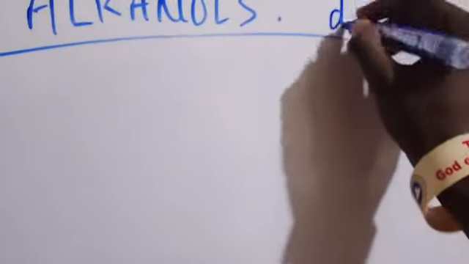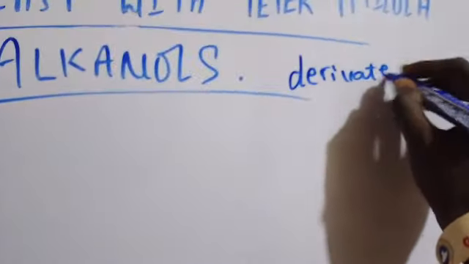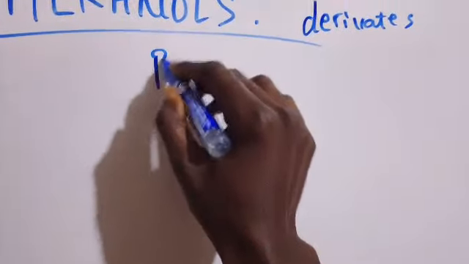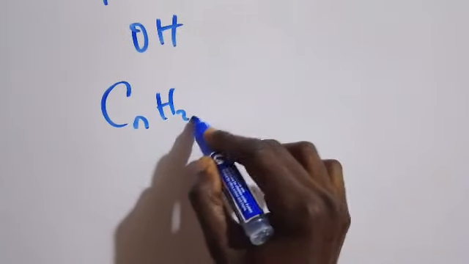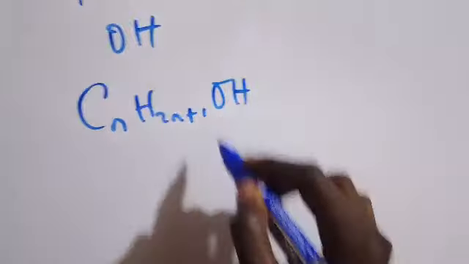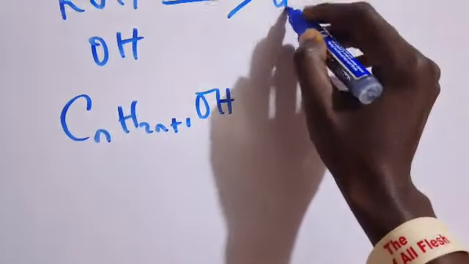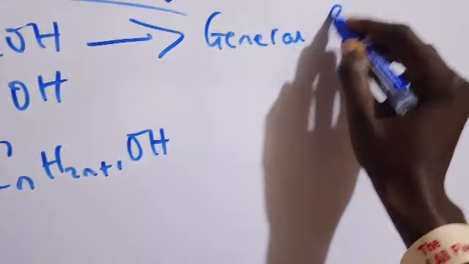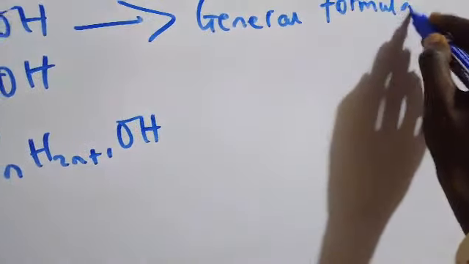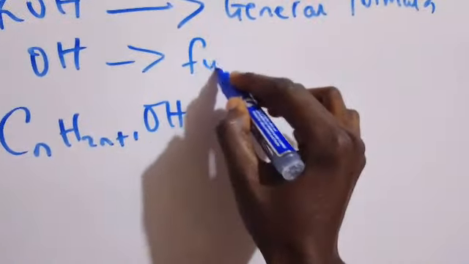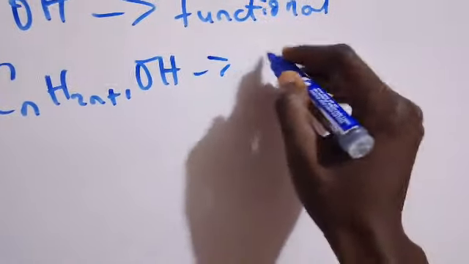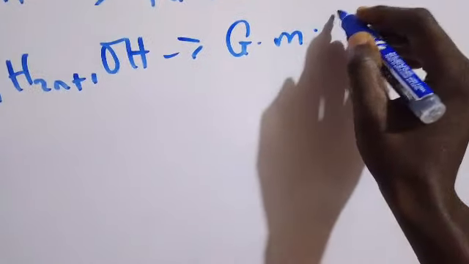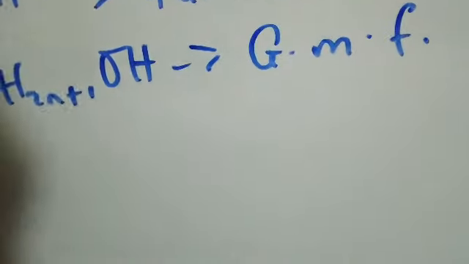Now when you hear the word alkanols, they are derivatives of alkane. They are derived from alkane. Now we have three things: ROH, OH, and CnH2n+1OH. This ROH is the general formula for the alkanols, while this OH is the functional group of the alkanols. Then CnH2n+1OH is the general molecular formula for the alkanols. So let's take note of that.